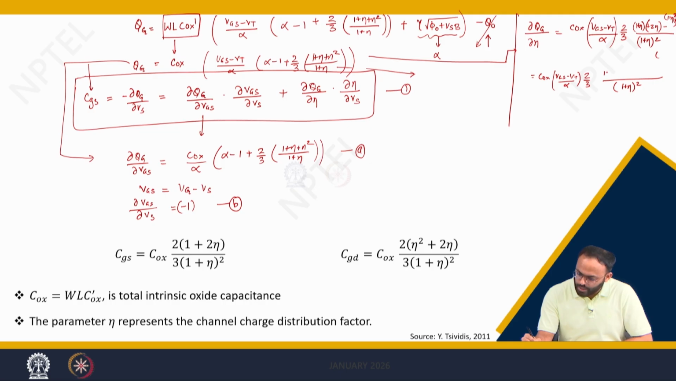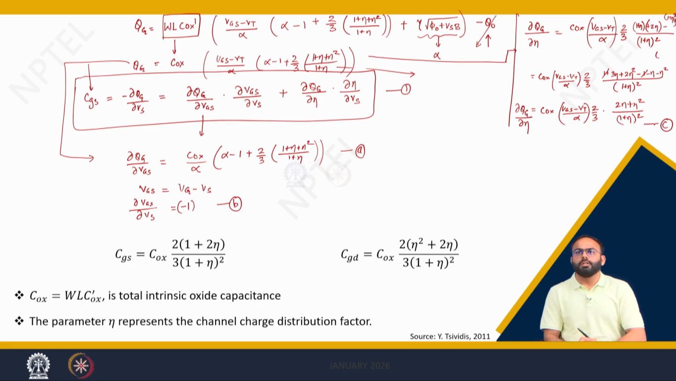In numerator you will get 1 plus 3 eta plus 2 eta square minus 1 minus eta square. So this 1 and 1 get cancelled. 3 eta minus eta is 2 eta, and 2 eta square minus eta square is eta square. So we get VGS minus VT divided by alpha into 2 by 3 into 2 eta plus eta square divided by 1 plus eta whole square. This is what delta QG divided by delta eta is. Let us recall this as equation number C.